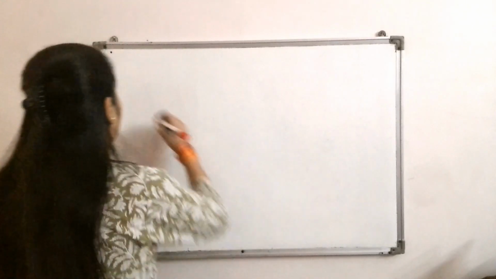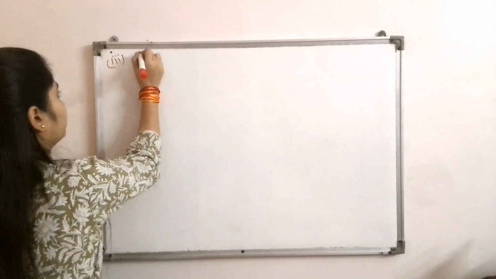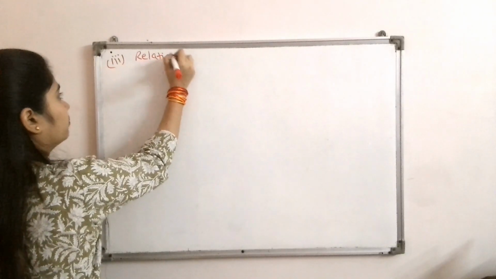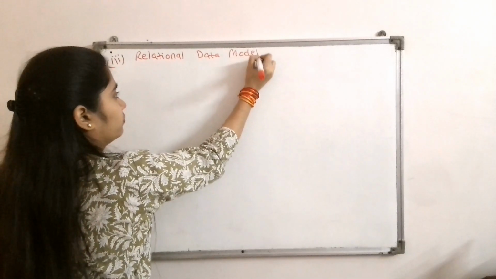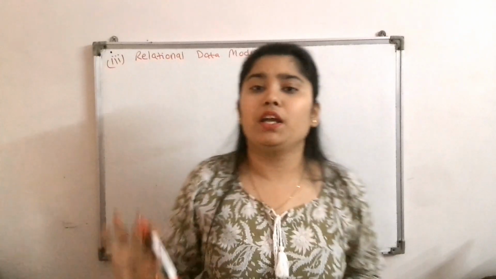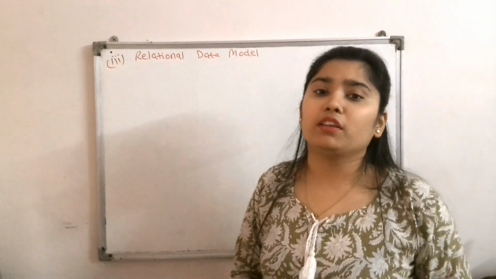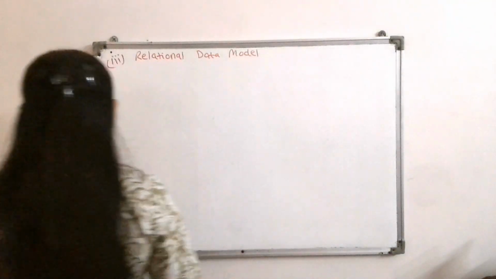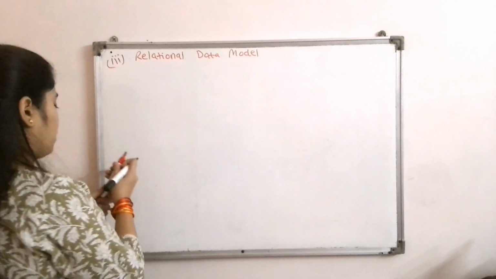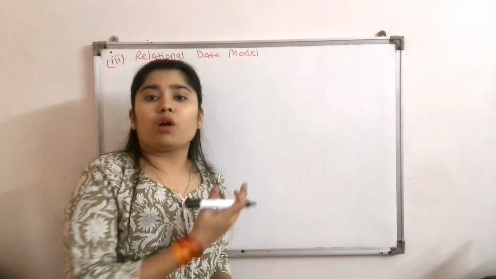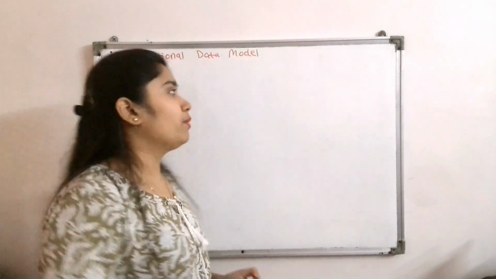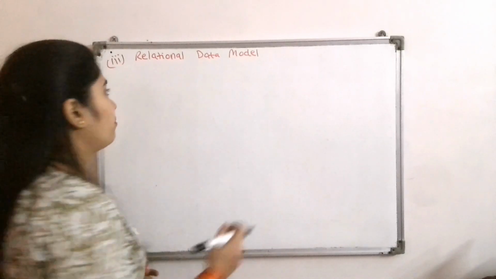Yes. Now the third record-based data model type is the relational data model. This is the simplest and the most widely used data model. It stores the data in the form of tables, which have rows and columns. Let's write here. See, it is also a type of record-based data model. So it will also store the data in the form of tables only, like the network data model.